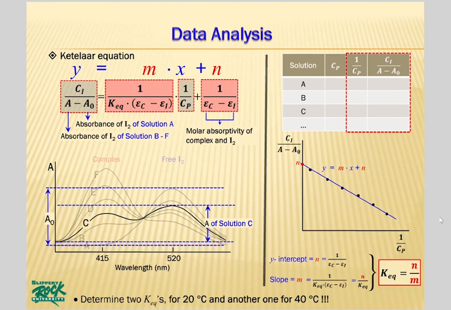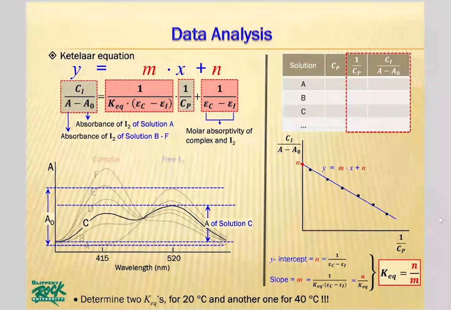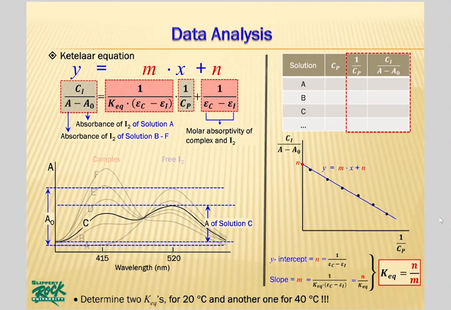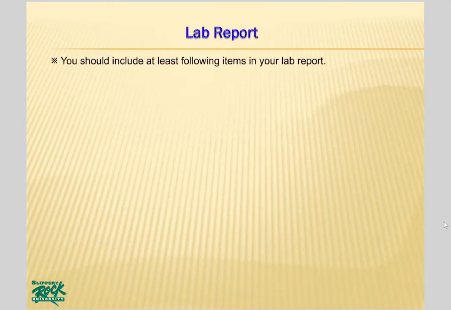Utilizing two sets of spectral plots, determine two Keqs, one for 20 Celsius and another one for 40 Celsius. Once two Keq values are found, we can easily determine two delta G naught values, one delta H naught value, and two delta S naught values. You should include at least the following items in your lab report.